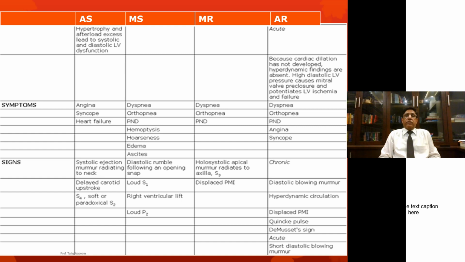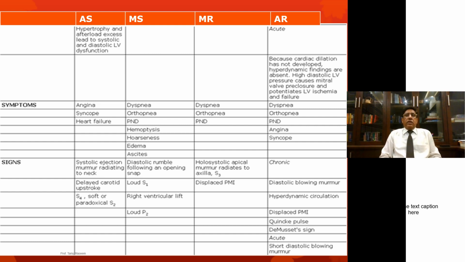And when right heart failure sets in, there would be edema and sometimes ascites as well. Mitral regurgitation primarily presents with dyspnea, orthopnea, and paroxysmal nocturnal dyspnea. Aortic regurgitation again presents with dyspnea, orthopnea, paroxysmal nocturnal dyspnea, and sometimes angina and syncope, all may be seen in aortic regurgitation.